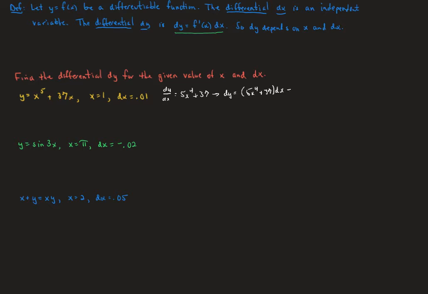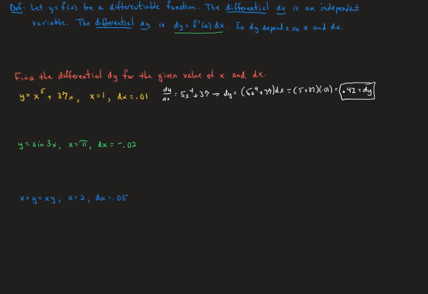Now we're just going to plug in the values for x and the value for dx. Since x is 1, 5x to the fourth is going to be 5 plus 37, and we're using 0.01 for the differential dx. So that's going to be 42 times 0.01 is going to be 0.42. So we would say the differential dy is equal to 0.42. That's it for now. So like I said, we're just doing the mechanics of it. So let's try it again.